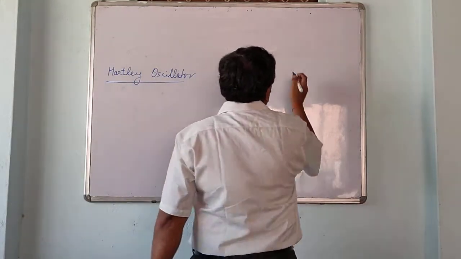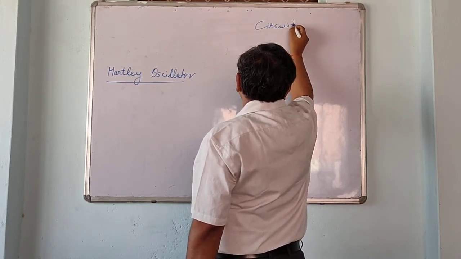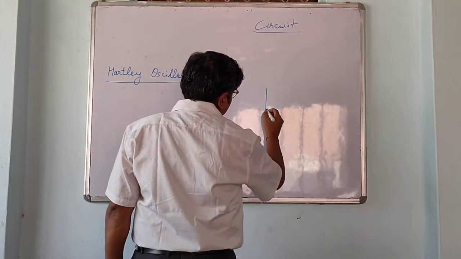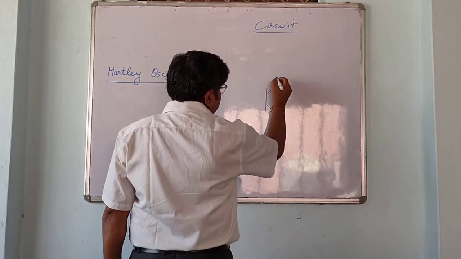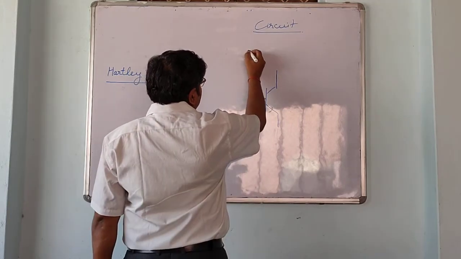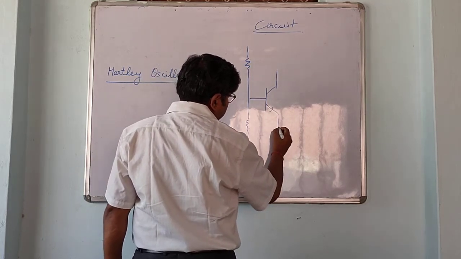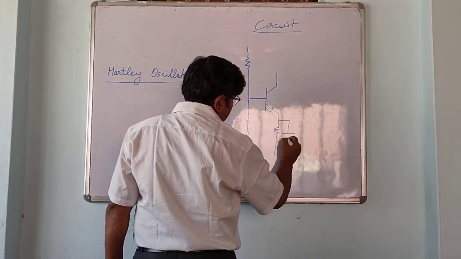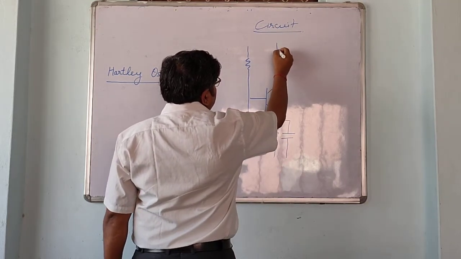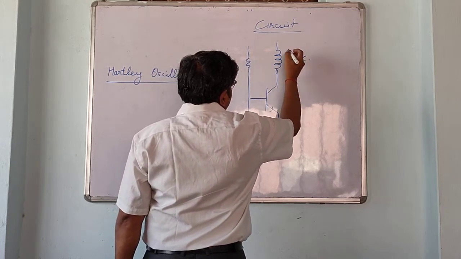First of all, we will draw the basic circuit of the Hartley oscillator. Suppose we are using a transistor as the basic amplifier, in common emitter configuration. For biasing, suppose we are using potential divider bias. Here we have capacitors, and we will use a choke. This is called the radio frequency choke.